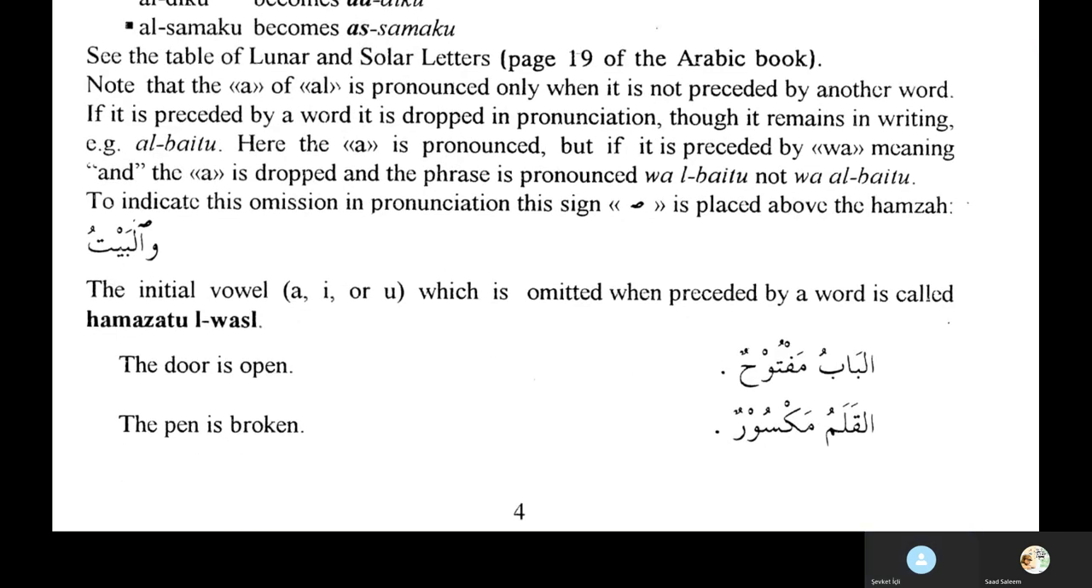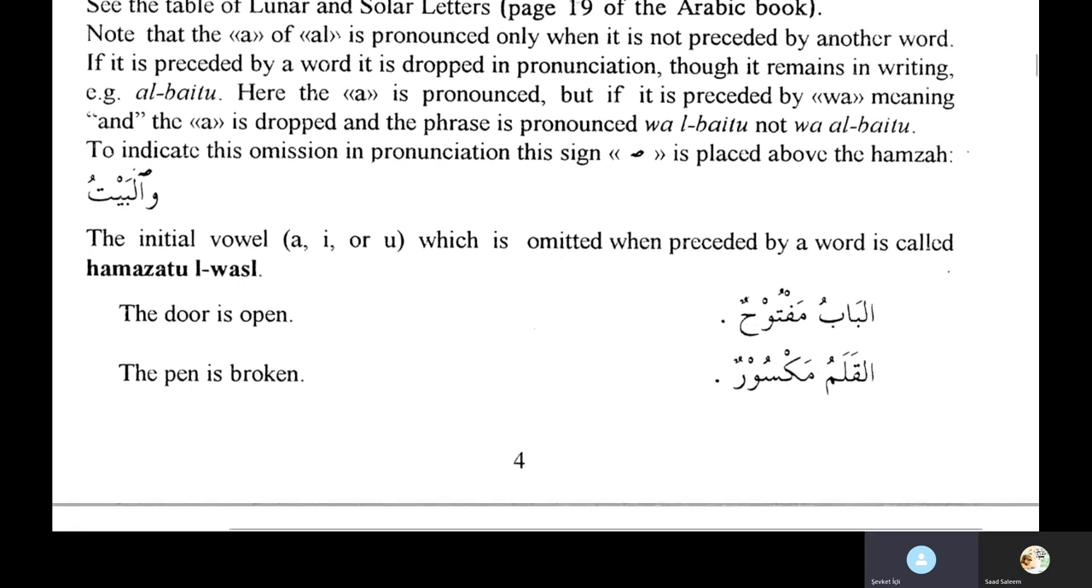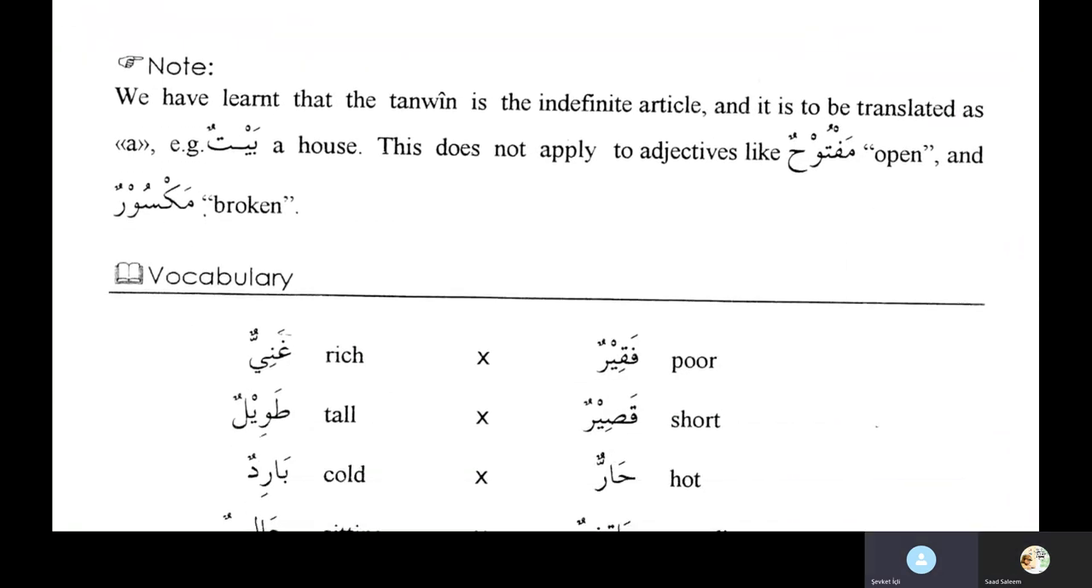Wal baytu. The initial vowel, which is omitted when preceded by a word, is called hamzatul wasl. Al baytu maftuhun. Al-babu maftuhun. Al-qalamu maksurun. Note, we have learned that the tanwin is the indefinite article and is translated as baytun, a house. This does not apply to adjectives like maftuhun, open, and maksurun, broken.